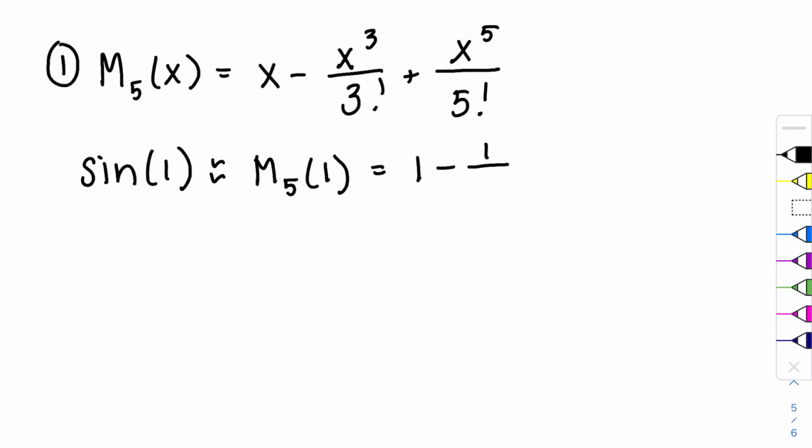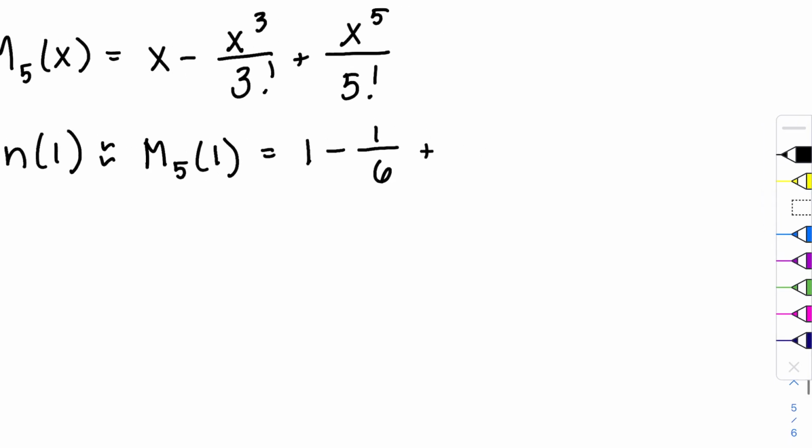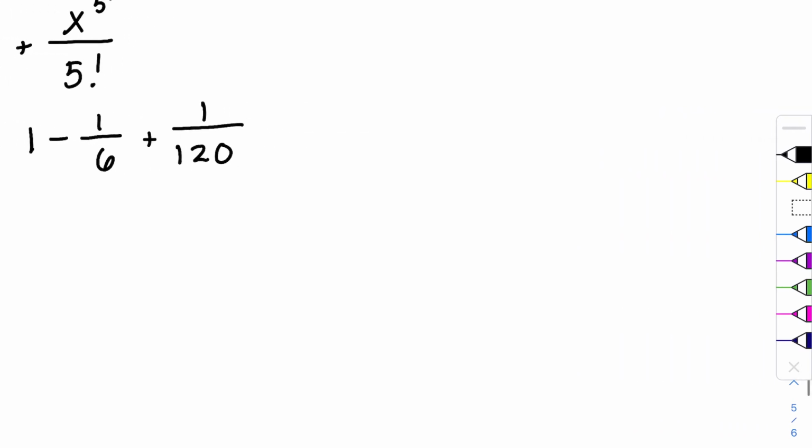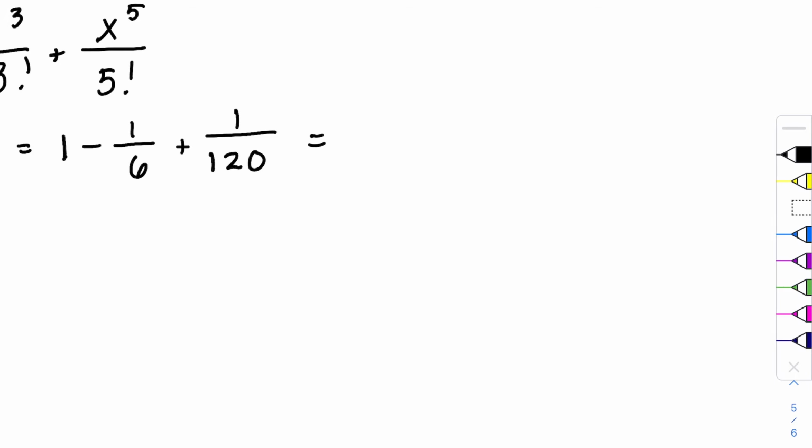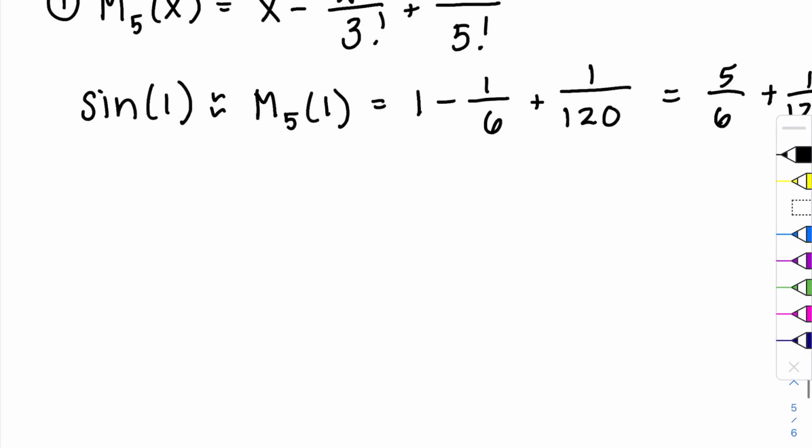So if I plug in 1, I get 1 minus 1 over 3 factorial. 3 times 2 times 1 is 6. Plus 1 over 5 factorial, which is 120. So 1 minus 1 sixth is 5 sixths, plus 1 over 120. That would equal 101 over 120, just multiplying the top fraction by 20. So that's our approximation, and now we want to know our error, and that's our Lagrange error bound.